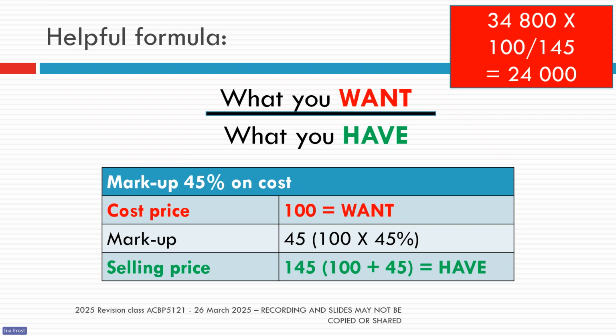When the markup is on the cost price, the math is very similar to the math we use for our VAT calculations. So these formulas work the same as our VAT formula. That is, if the markup is on the cost price. I'll just pause so that you can have a quick look at this slide and get your head around all my numbers that I've used in that top right-hand red block. The 34,800, that's the selling price, and the 24,000 is the cost price.